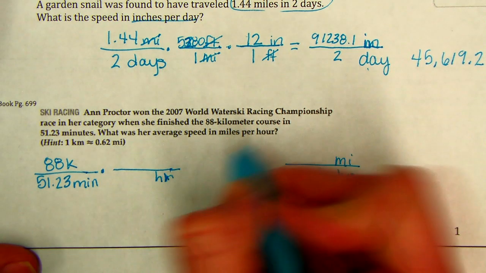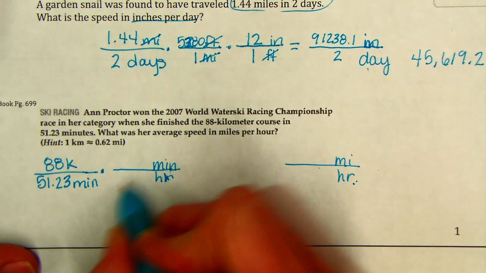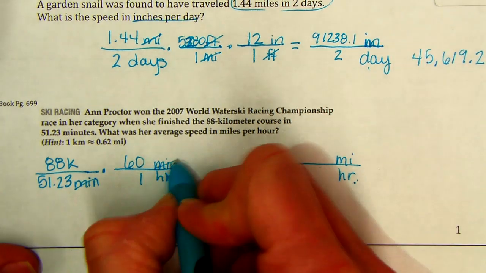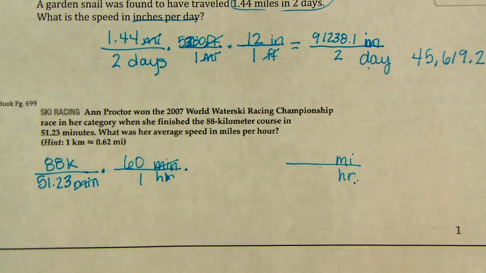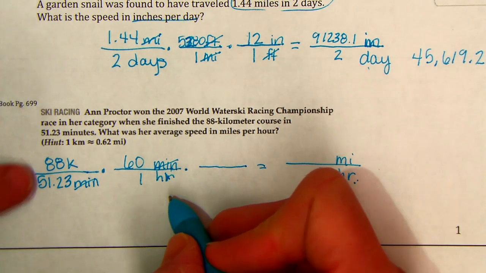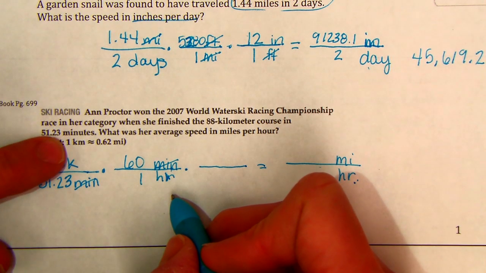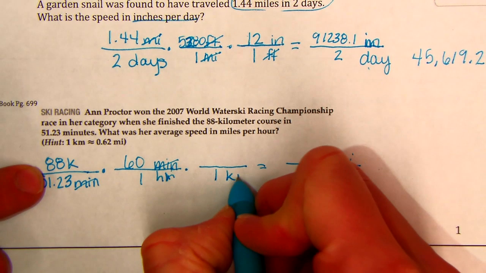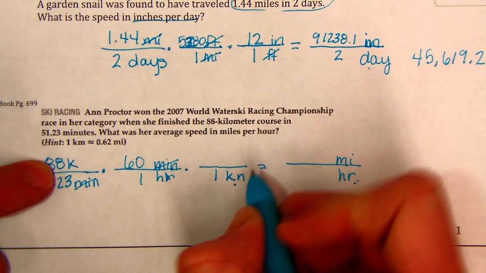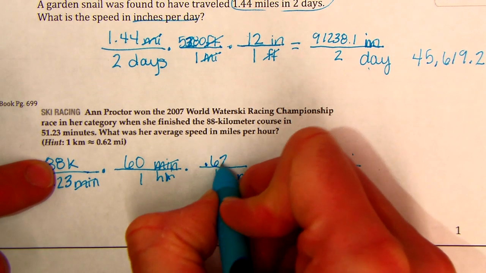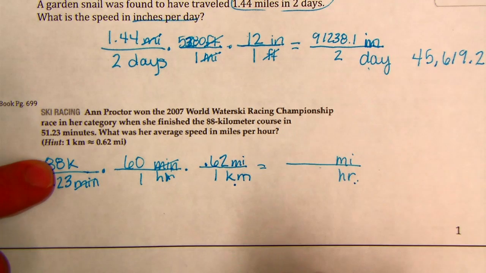Now my minutes are gone. Okay, and now I need to change kilometers to miles. And 1 kilometer equals 0.62 miles. So I need to get rid of my kilometers, and it is in the numerator, so I need to put it in the denominator so it cancels, and there are 0.62 miles per kilometer. So now my kilometers cancel. I'm going to take 88 times 60 times 0.62.